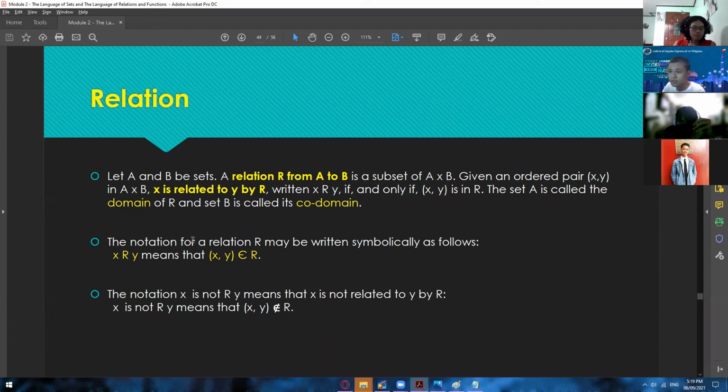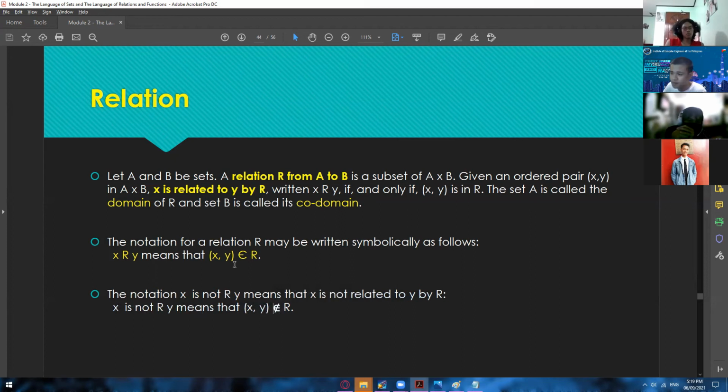So the notation for a relation R may be written symbolically as follows. x R y, or x is in relation to y, means that (x, y) is an element of R, or an element of the relation. The notation x is not related to y means that x is not related to y by R, or in symbolic form, x not R y means that (x, y) is not an element of R.